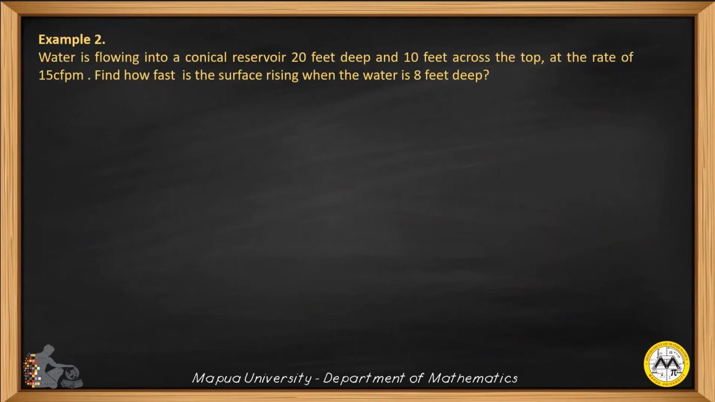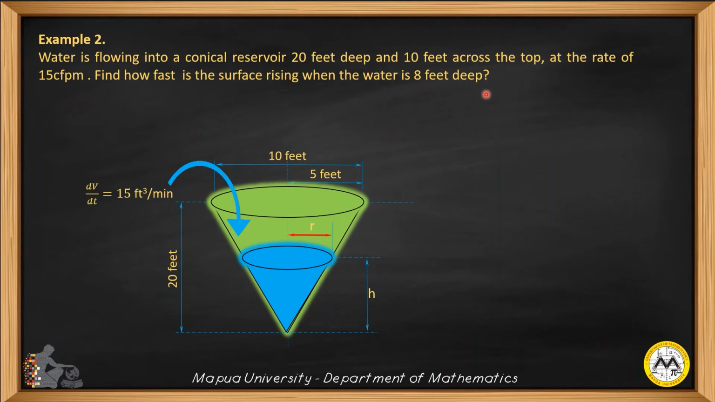Okay, for our second example, let us consider this problem. Water is flowing into a conical reservoir 20 feet deep and 10 feet across the top at the rate of 15 cubic feet per minute. Now find how fast the surface is rising when the water is 8 feet deep. Okay, again, we work on some illustration.